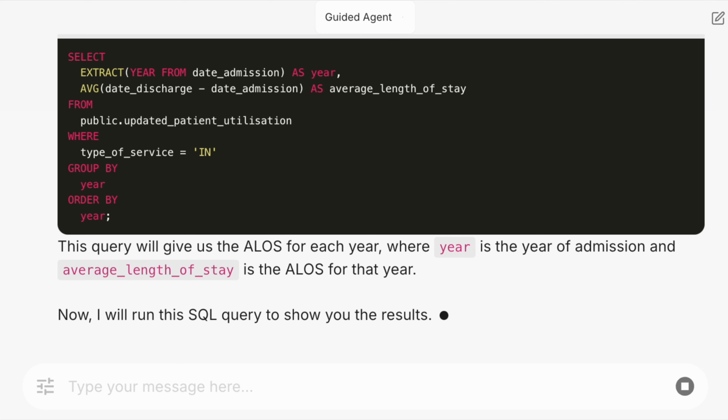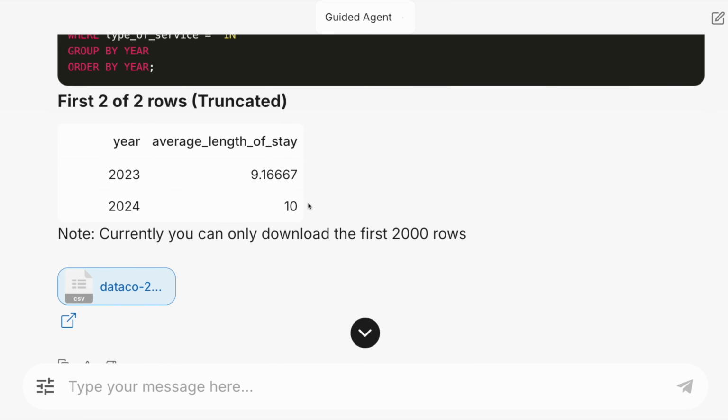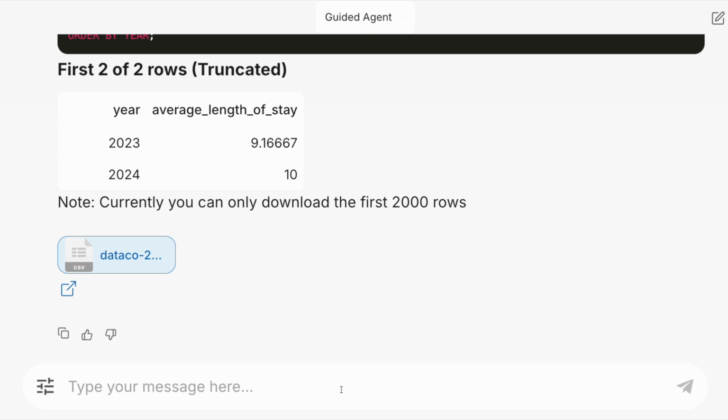Interestingly, if you look at the code, Sense is also able to tell us that ALOS is valid only for inpatient services, where patients have to stay overnight. Let's push Sense a little harder.